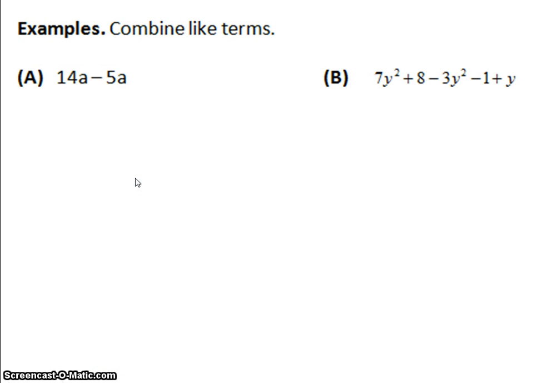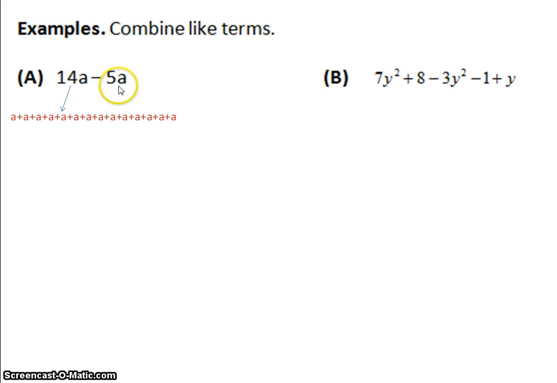Let's take a look at example A, combining like terms. I have 14a minus 5a. Now 14a and 5a are like terms. They both have a number multiplied by the variable a, and the exponent truly is a 1 on both of these, so they're like terms. Now remember, 14a really is a 14 times, so it would be a plus a plus a. This would happen 14 times.